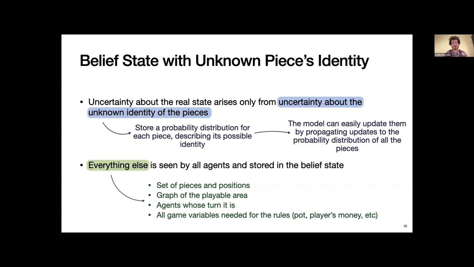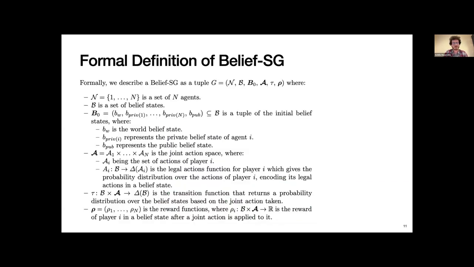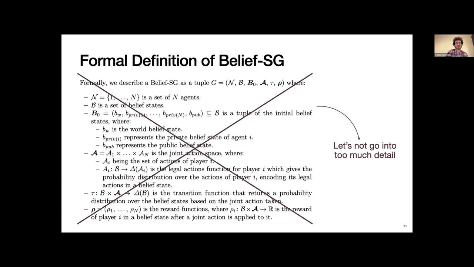So for example, the pot in poker or the player's money, etc. So now that I've talked about the belief state representation, I can delve a bit deeper into the definition of belief stochastic game. But don't worry, I will not talk about math. I will just point out some important points about belief stochastic game.